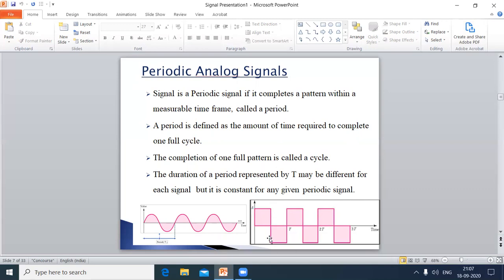The example of a periodic digital signal: digital wave, 0 and 1. That means a complete pattern, there is a starting point, pattern start, pattern close. That means one pattern is called a period, one period, that is called time one. Second pattern, time two. Third pattern, time three. That means period one, period two, period three.